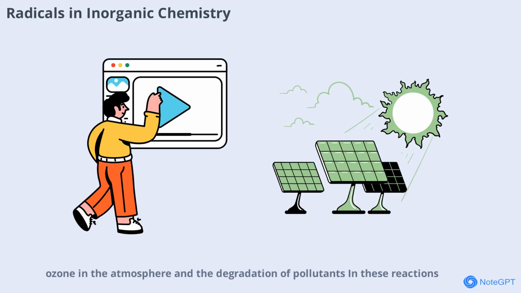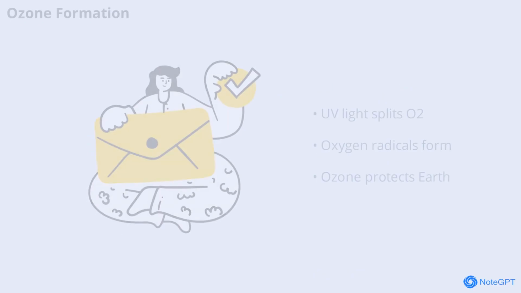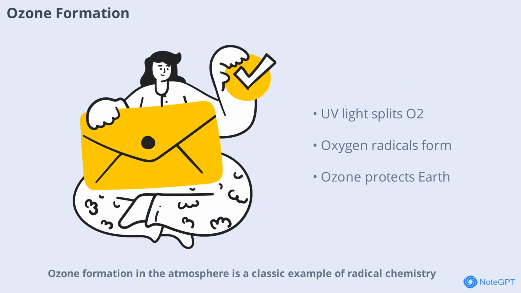In these reactions, inorganic molecules or ions with unpaired electrons initiate or propagate chemical changes, often with significant environmental impacts. Ozone formation in the atmosphere is a classic example of radical chemistry. When ultraviolet light splits an oxygen molecule, it creates two oxygen radicals. These radicals then react with other oxygen molecules to form ozone. This process is vital for protecting life on Earth from harmful UV radiation.